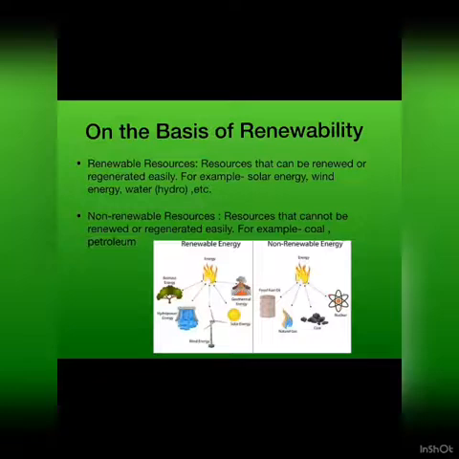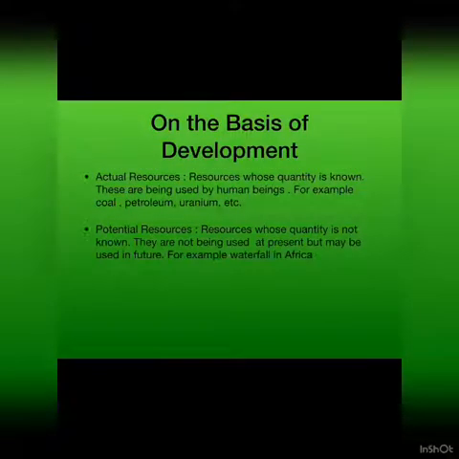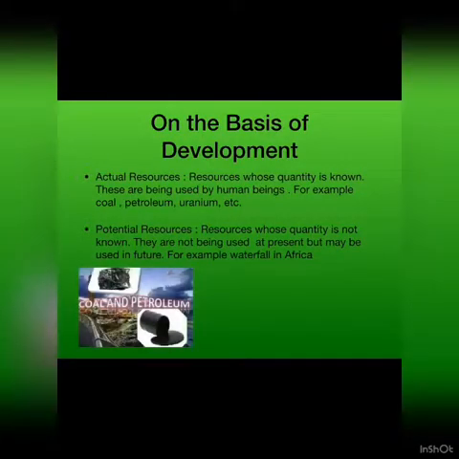Now comes on the basis of development. On the basis of development, the resources are divided into actual resources and potential resources. Actual resources, as the name suggests, are being used at present time, means we know their quantity, in how much quantity they are present on the earth. For example, coal, petroleum, uranium, etc.